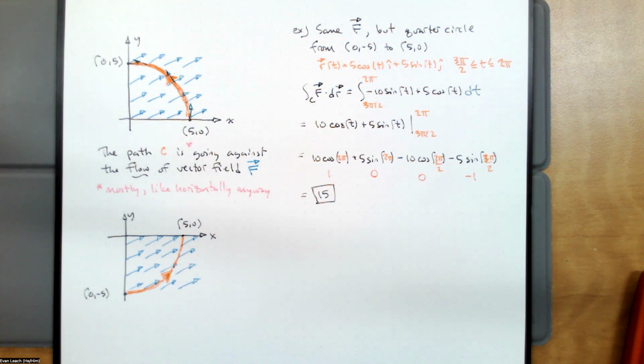Now, in this case, we see that the path C is not only going with the vector field from left to right, but also with the vector field from up to down. So horizontally and vertically, this path is traveling in the same direction as the vector field. So we get this large swing from negative to positive, and not just the amount, we got a large swing of 15.